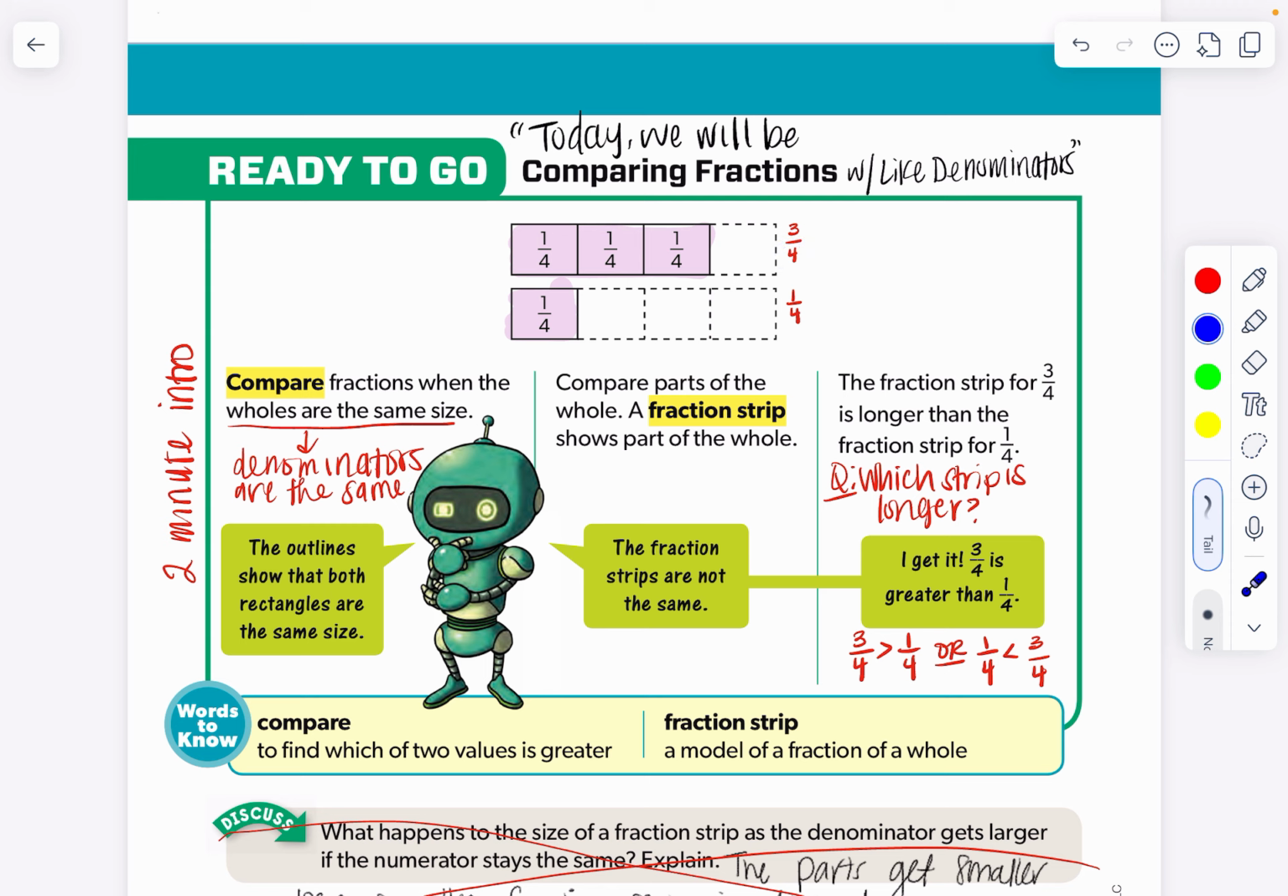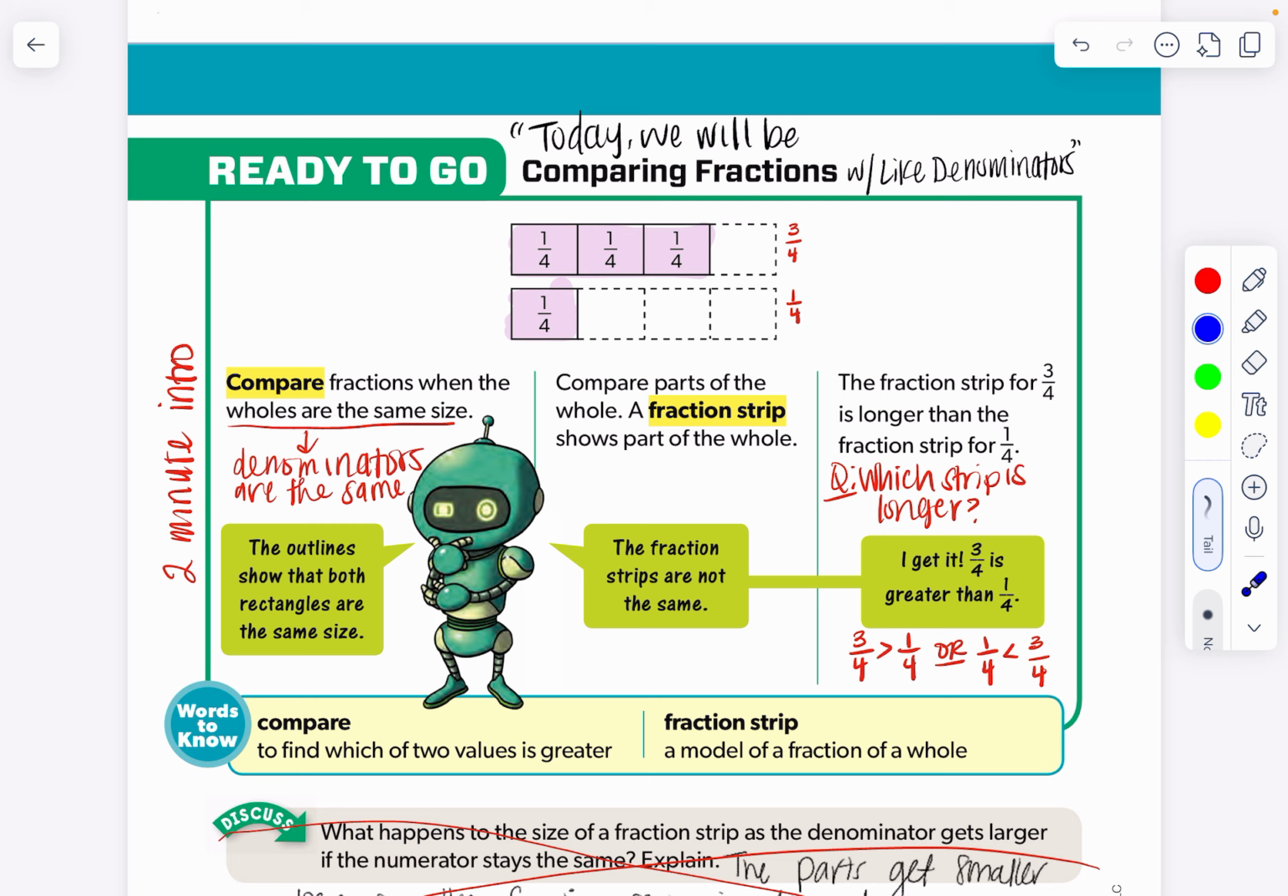So what students will be looking at from a procedural lens are the numerators to help them compare these fractions, okay? But with the model, students are looking at fraction strips and determining which strip is longer to help them determine which fraction is greater, right? So for this example, because the 3/4 strip is longer than the 1/4 strip, it means that 3/4 is greater than 1/4, or 1/4 is less than 3/4.